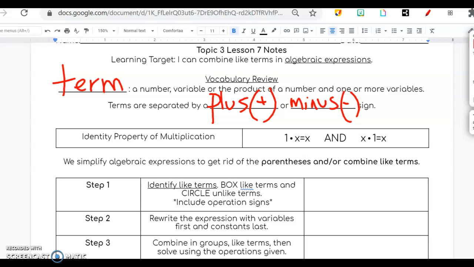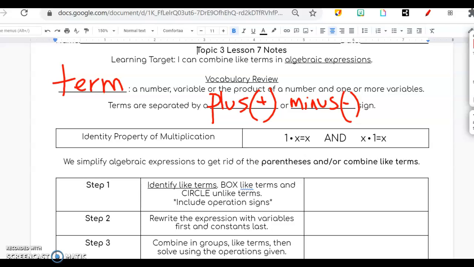And then the identity property of multiplication is also listed below. So 1 times x equals x, and x times 1 equals x. Whichever way it's written, they both will equal the same thing. Okay? Which we also kind of talked about yesterday as well. So we simplify algebraic expressions to get rid of the parentheses and combine like terms. Those are the two things that we look at. We want to get rid of those parentheses and we want to combine like terms the best we can.